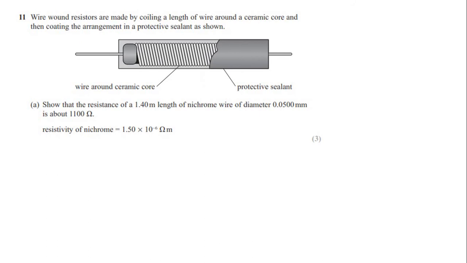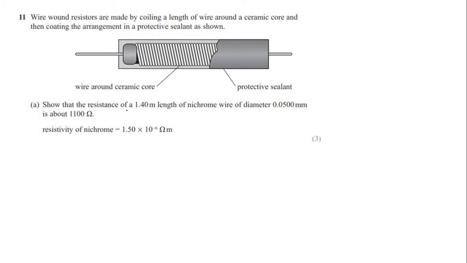Question number 10. Wire wound resistors are made by coiling a length of wire around a ceramic core and then coating the arrangement in protective sealant as shown. So we have a resistor wire around a ceramic core, and protective sealant is there.